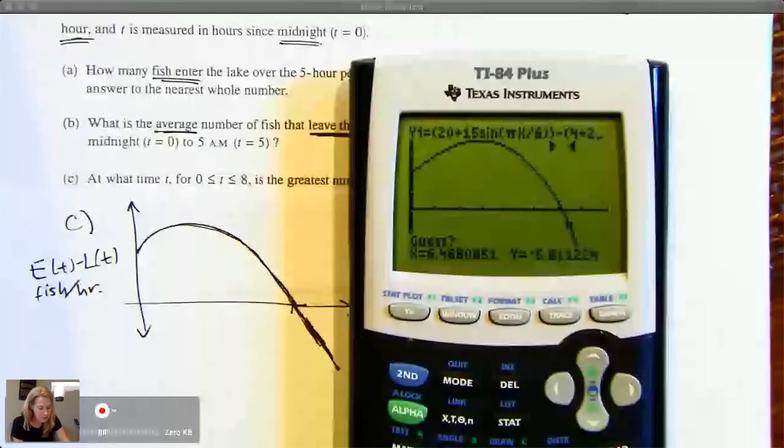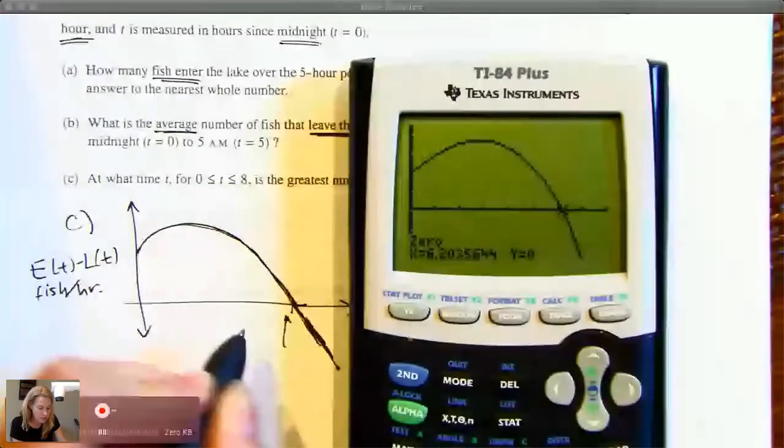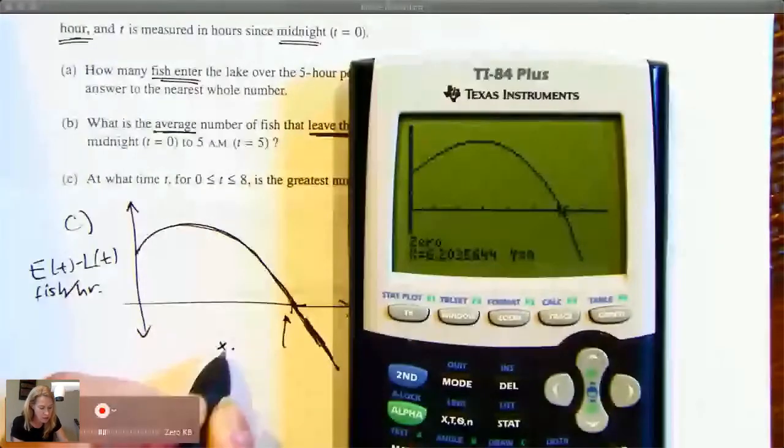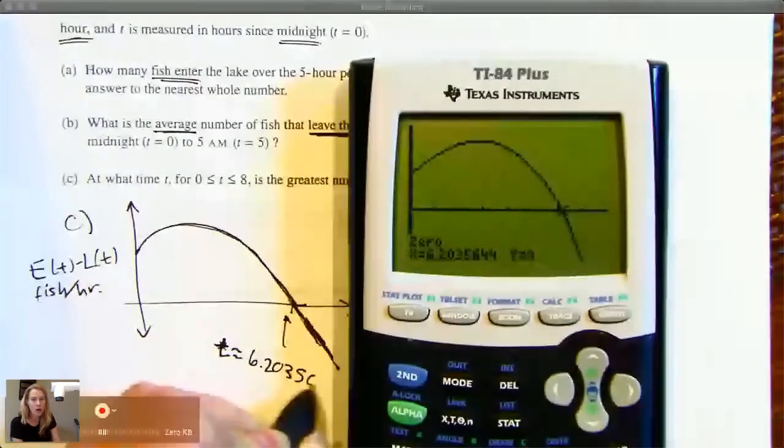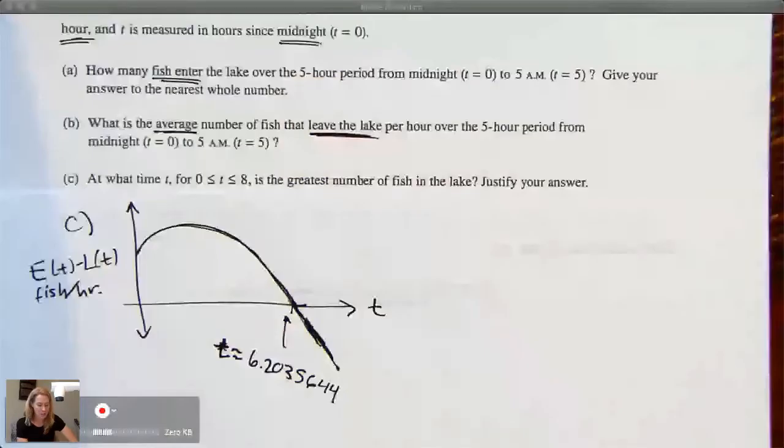And it gives me that x value, or actually that's a t value in our context, 6.2035644. I wrote the whole darn thing down. So did Akshita. Good job. So that's this critical point here. That's where we change from fish increasing to fish decreasing.